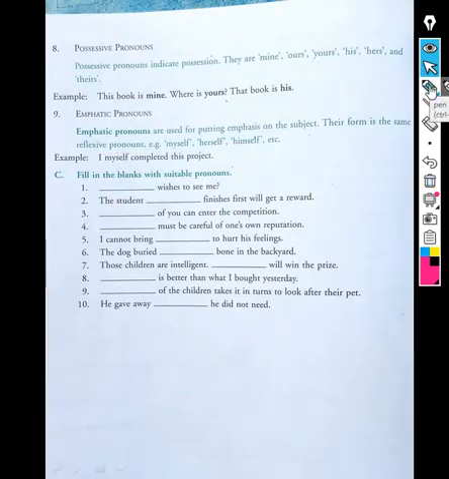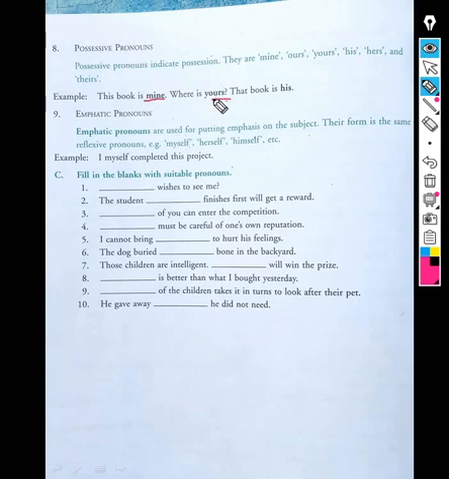On the next page, number 8, possessive pronouns. Possession, मलकियत को, मालिक होने को show करने के लिए pronouns आते हैं. Possessive pronouns indicate possessions, or mine, ours, yours, his, hers, and theirs. For example, this book is mine. So mine is here a possessive pronoun.